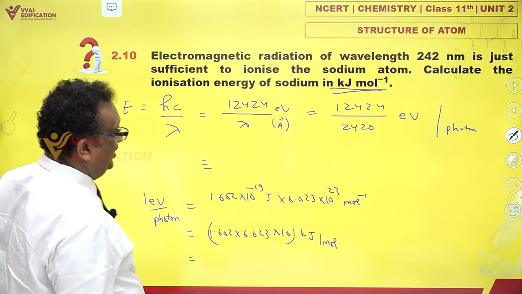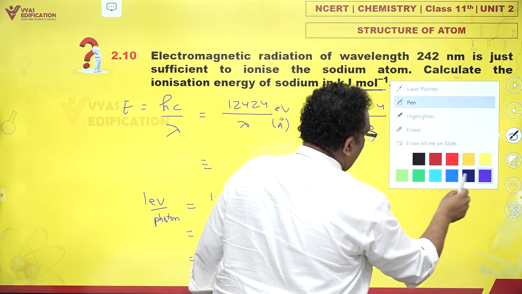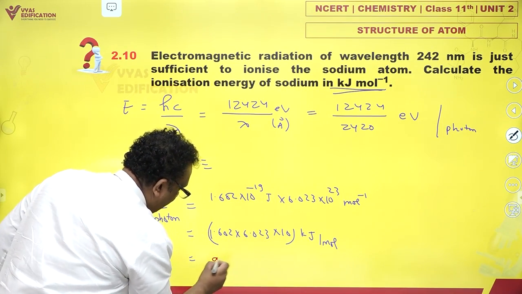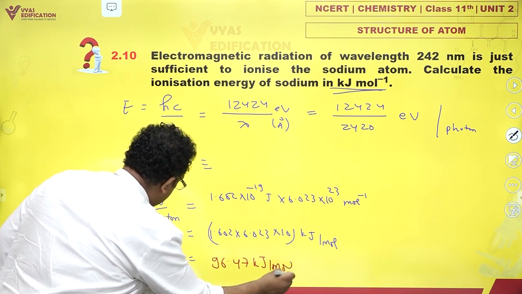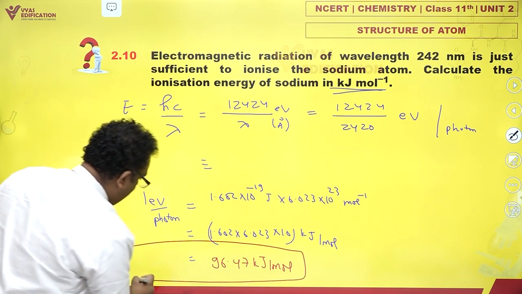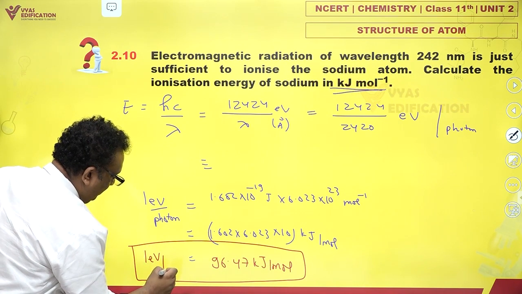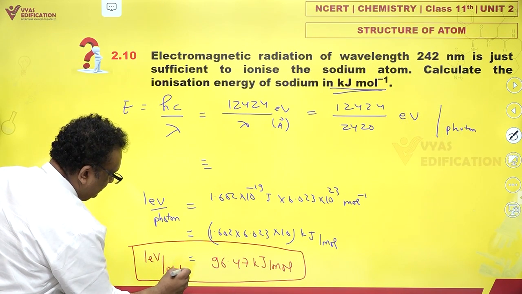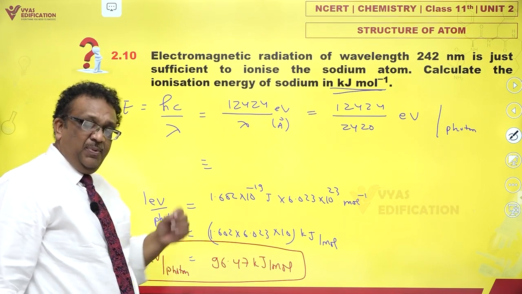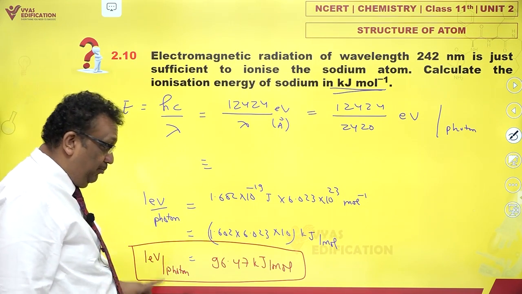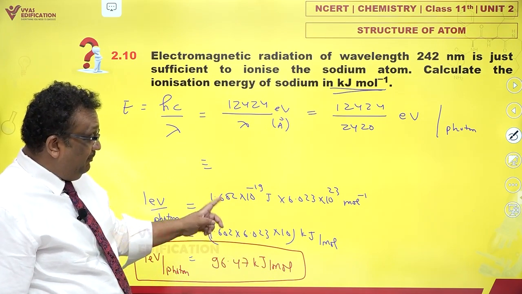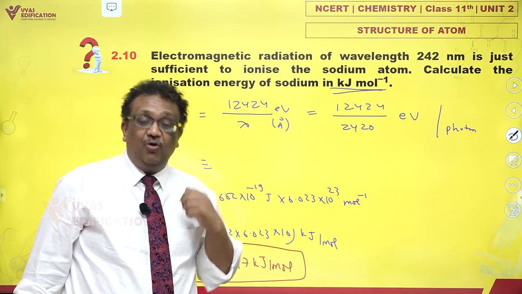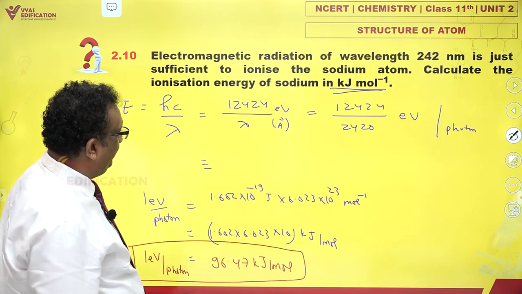On calculation, if you see, this conversion factor comes out to be, and this is very important, 96.47 kilojoules per mole. You must remember this very clearly. This is for 1 electron volt per photon, per particle. It's not per mole. That is 96.47 kilojoules per mole. People forget Avogadro's number and give wrong answers. One has to be very careful there.